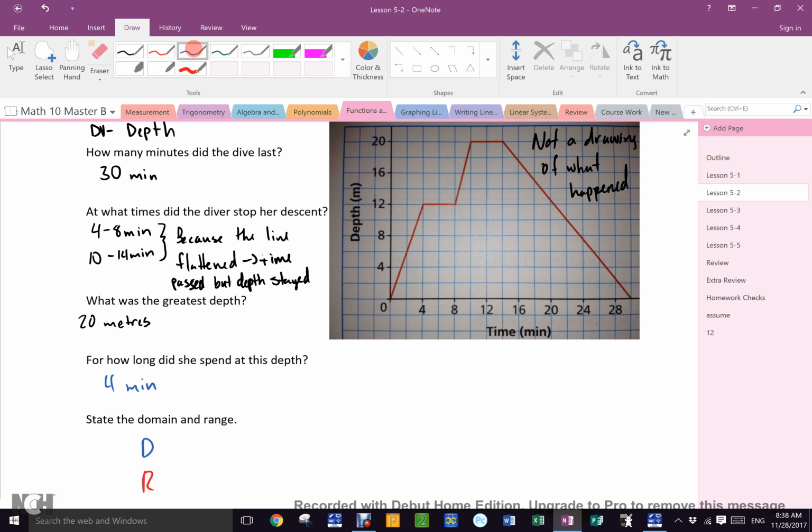Haley. The domain is 0 less than or equal to. Now, what should I put here? X? Time would be better, right? Because we're actually measuring something this time. Okay? But X is cool. Time. And then? Nice. I like the way you think, Haley. Perfect. What's the range?